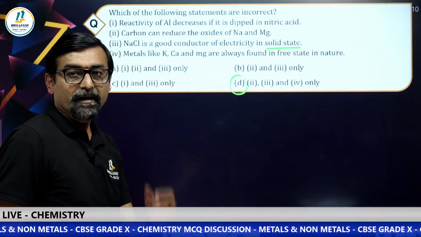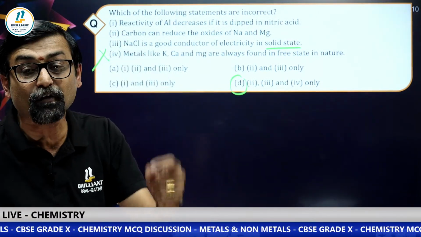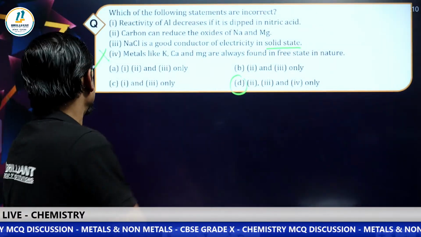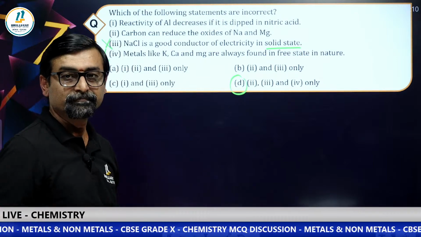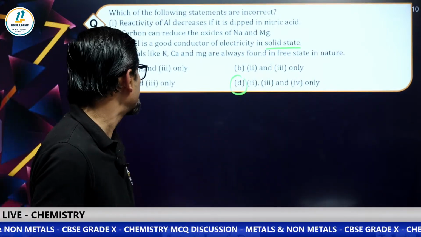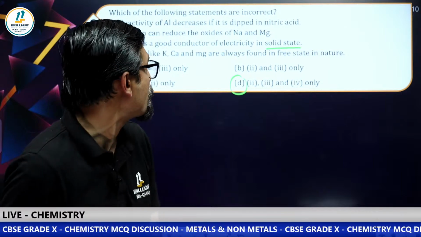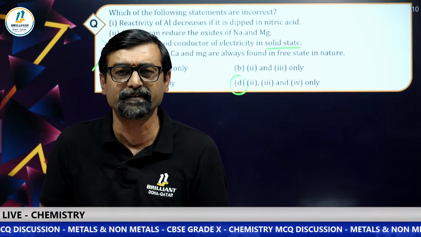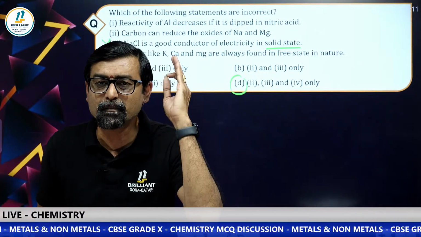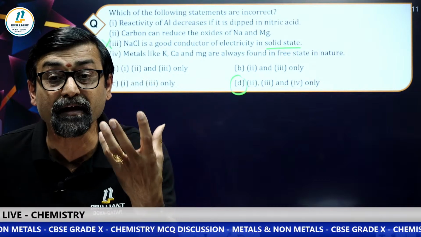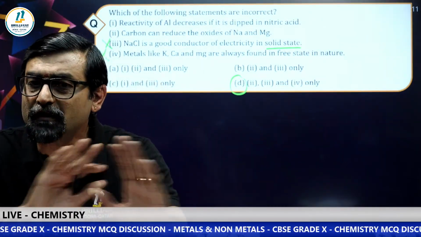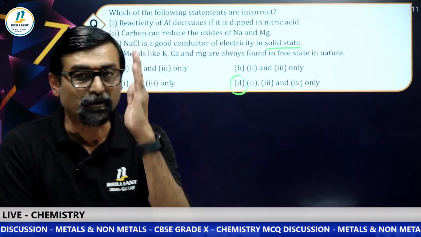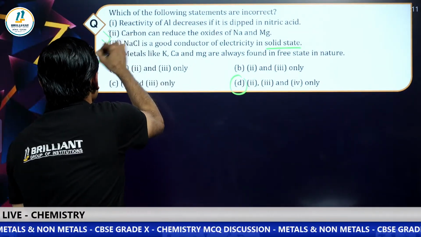So what is given here? NaCl is a good conductor of electricity in solid state, which is absolutely wrong. So strike it off. Third option, carbon. Carbon can reduce oxides of sodium and magnesium. Is it the right option? We studied that sodium and magnesium have high affinities. They will not leave oxygen for the sake of carbon to undergo displacement. So that option is also wrong.